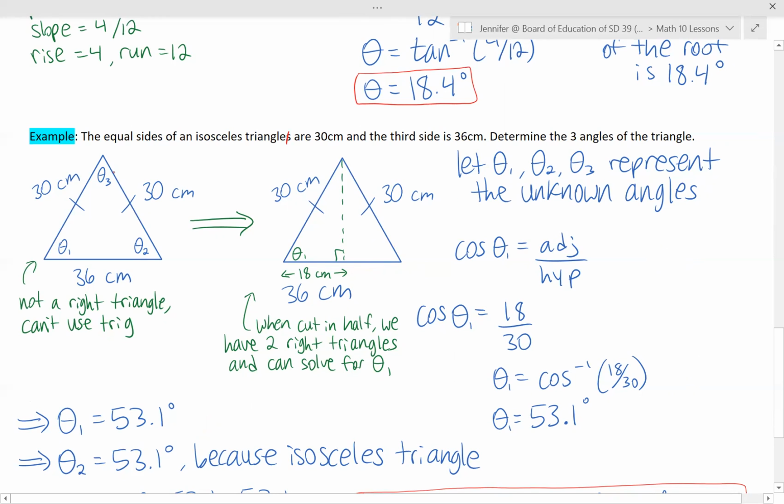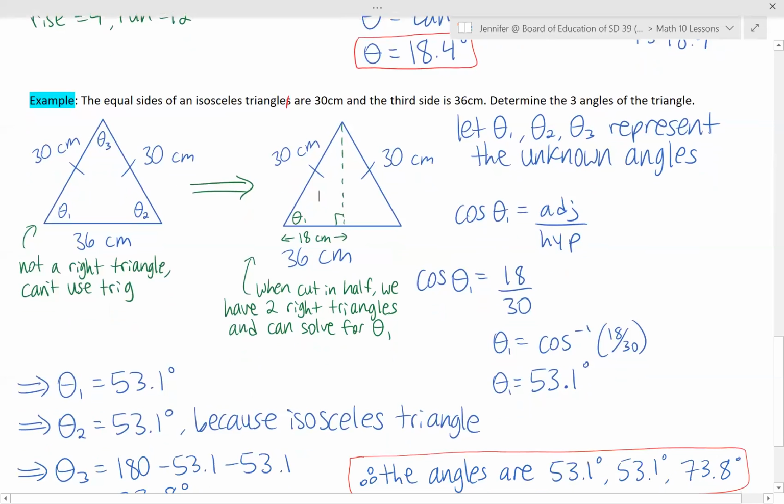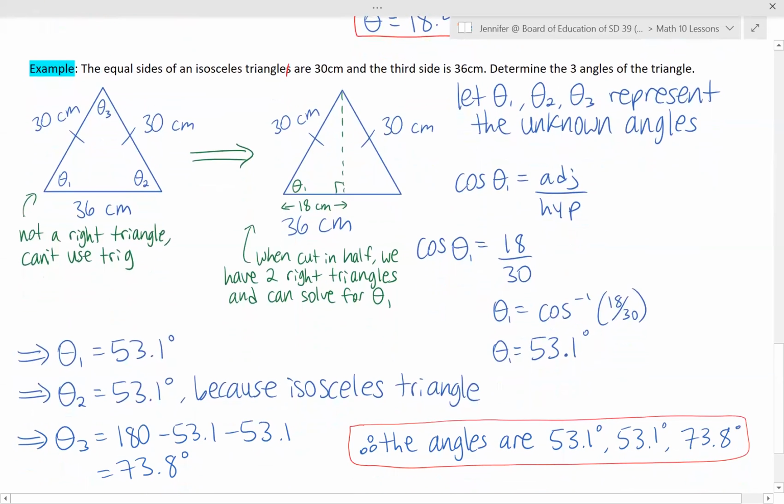And then to find theta 3, this is maybe a bit of a problem because if we're going from this angle, we don't have a right angle, but we don't have to use trig ratios to solve for our third missing angle because we can just add up. We know that all the angles on the inside have to add up to 180. So if we do 180 degrees minus the 2 angles we already found, we get that the third angle, theta 3, should be 73.8 degrees. And then I write my final sentence with my 3 angles, and I've solved the problem.